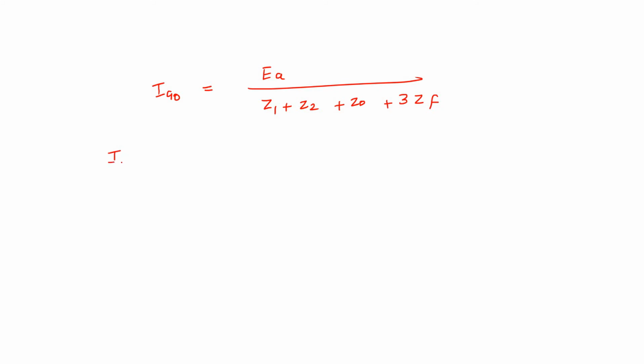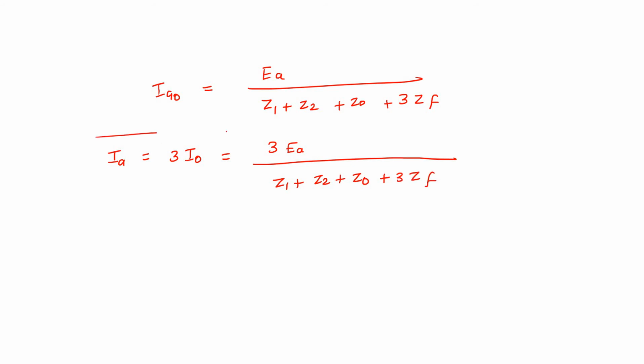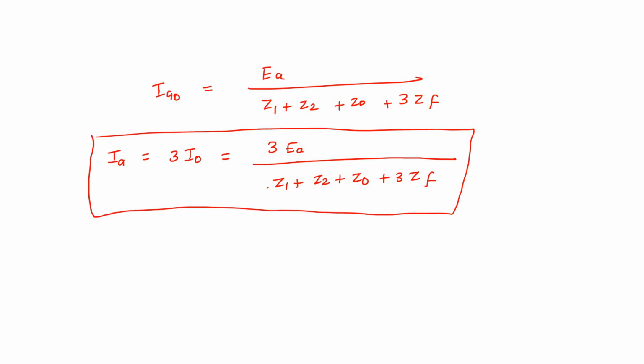Now what is the fault current? How to write the fault current? Ia equal to 3 into Ia0. So 3 into Ea divided by Z1 plus Z2 plus Z0 plus 3Zf. So this is the equation of fault current. Now we have represented the fault current in terms of the generator voltage and the sequence impedances, that is positive sequence impedance Z1, negative sequence impedance Z2 and zero sequence impedance Z0. Zf is the fault impedance.